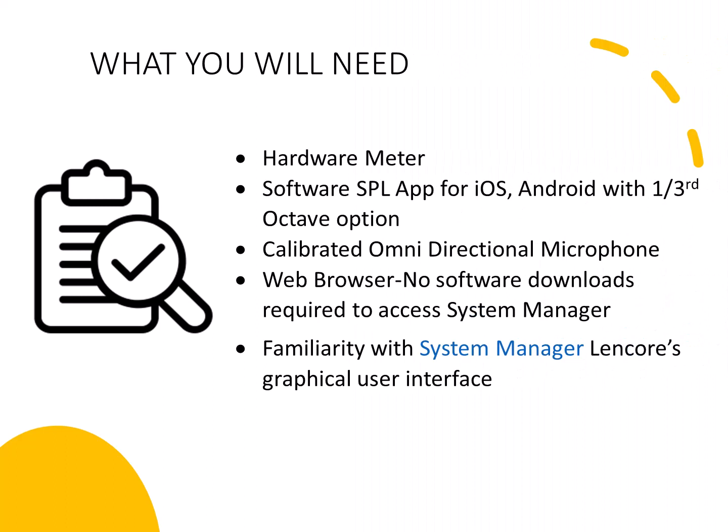For measuring the sound, you will need a hardware or software meter or a combination of hardware and software. It is important to keep in mind that whichever application or hardware you use, it must be capable of the 1/3 octave option. You will need a calibrated omnidirectional microphone. You may access the Lencore system, known as System Manager, using any web browser. I do suggest you take some time to visit Lencore.com and download the System Manager User Guide.